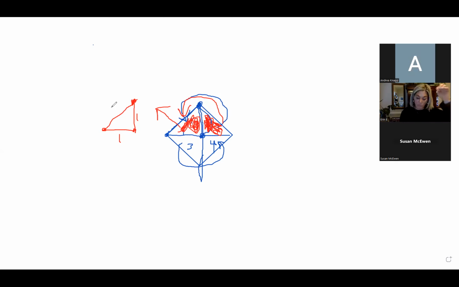Well, for the one triangle, it's the square root of 2. So you would have 1 square root of 2 plus 1 square root of 2 plus 1 square root of 2 plus 1 square root of 2. How many square roots of 2 do you have? 4 square roots of 2. 4 square roots of 2, which is what you needed.